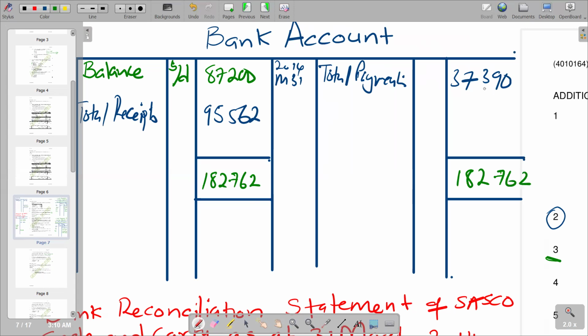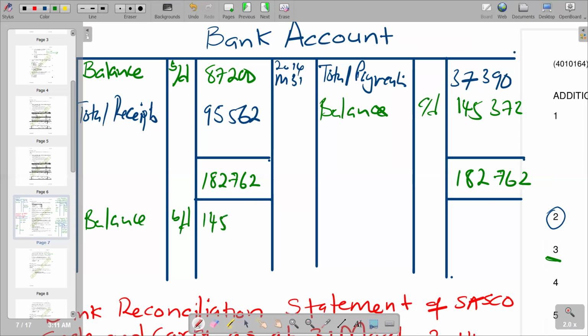And then you subtract 182,762 minus 37,390. You are going to get a balance figure of 145,372. So this is now your balance c/d. So your balance b/d comes on the opposite side below the double lines. Same amount of c/d, 145,372. So this is what we have there on the bank account.